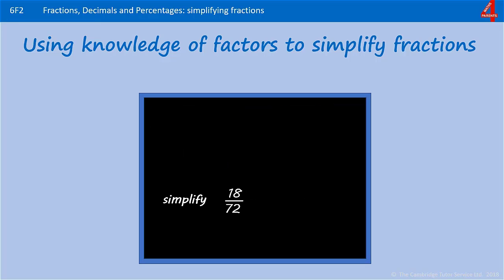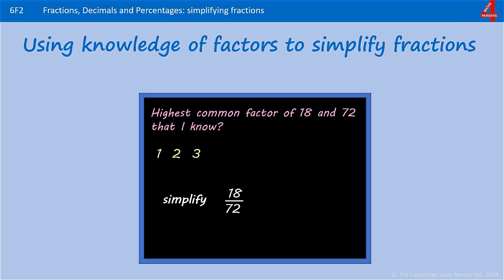And here's a similar one for you to try. Simplify 18 over 72. Use the highest common factor of 18 and 72 that you know. Pause the video, have a go. They share 1, they share 2, they share 3. They do share 6. They both share 9. They don't share 10 or 11.